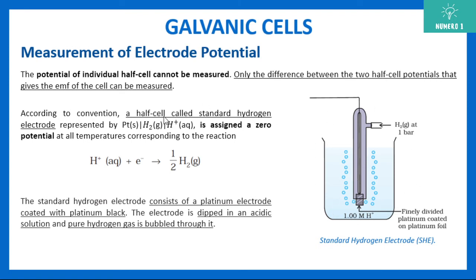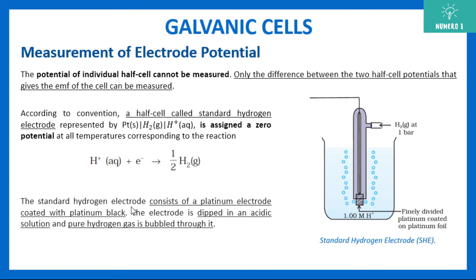Okay, so the half cell called the standard hydrogen electrode, represented by Pt solid, H2 gas, H+ aqueous, is assigned a zero potential. Assigned, it is assumed that it has zero potential, okay, at all temperatures, corresponding to the reaction. This is the reaction which is taking place.